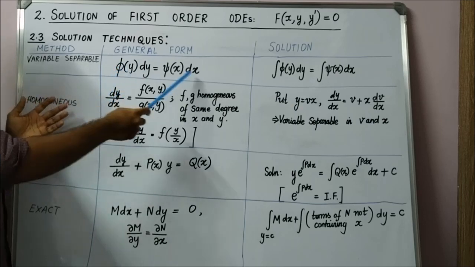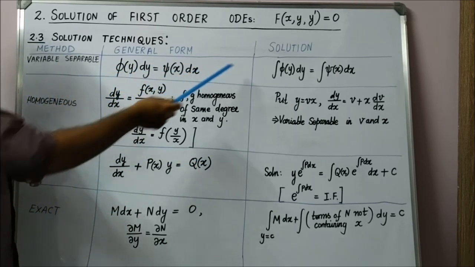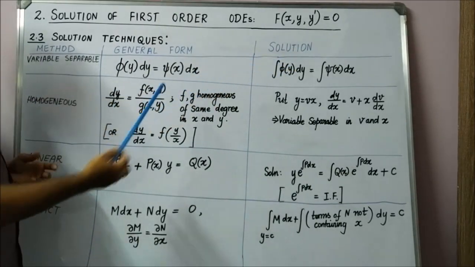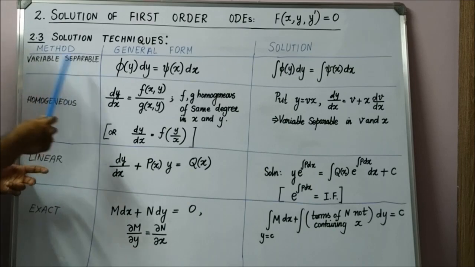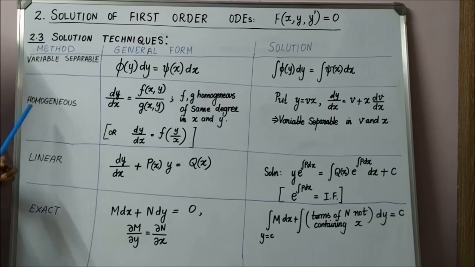Once you have separated the variables on the left and the right sides, to obtain the solution, you just have to integrate both sides. If you integrate both sides, you will get the solution to the variable separable type equation. This is the easiest type of equation in first order, and many equations are of variable separable type.